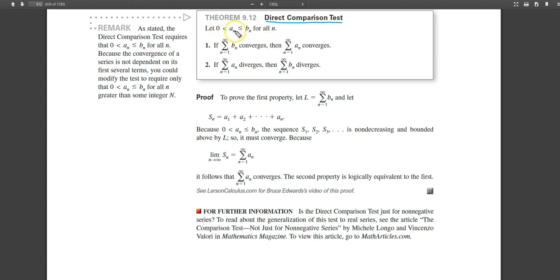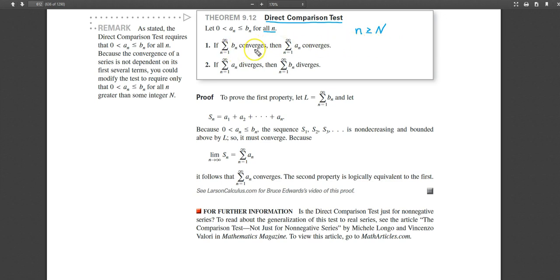If you have two sequences, a_n and b_n, and the a_n are bigger than 0 and less than or equal to the b_n for all n. It doesn't really need to be true for all n, it just needs to be true for n sufficiently large. So in other words, for n bigger than or equal to some capital N, say for little n bigger than 1,000,000 to infinity. It doesn't need to be true for every single n, just for all n bigger than some fixed number.